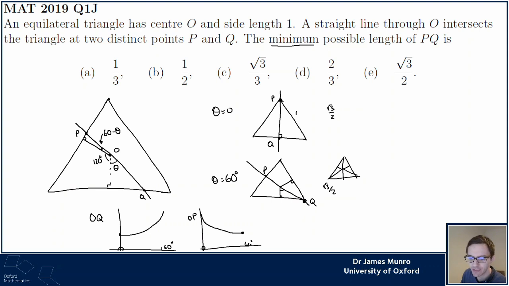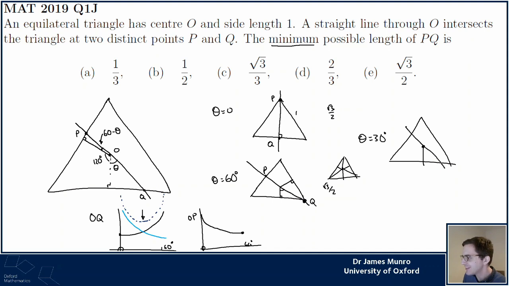If I draw both lines on the same axes, I get something like this. And I suppose I'm interested in the sum of those functions, because I want OP plus OQ. I think it's pretty clear that it's going to have a minimum in the middle, halfway in between 0 and 60 degrees. Possibly, and I don't think this is the case, it could have a more complicated shape, but I think these expressions for OP and OQ are actually quite nice, and there's no other minimum going on, so it's not a trick like that. Okay, so I think 30 degrees.